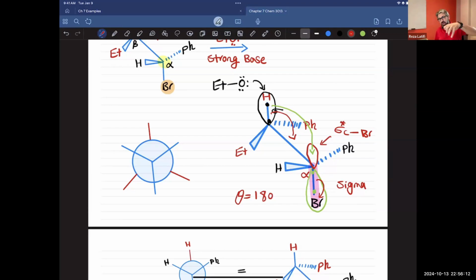So then when the base takes hydrogen from the system and leaves it technically with two electrons, those two electrons go inside the sigma star orbital of C-Br, or the carbon halide. And then they will kick the halide out of the system. Okay, let me show them in the Newman projection.